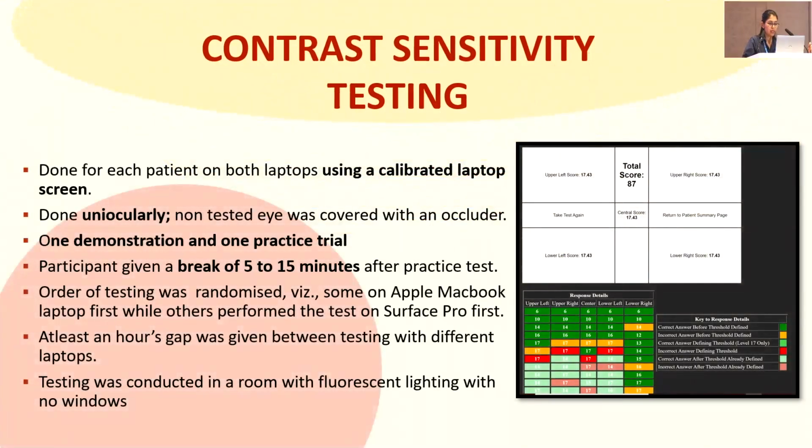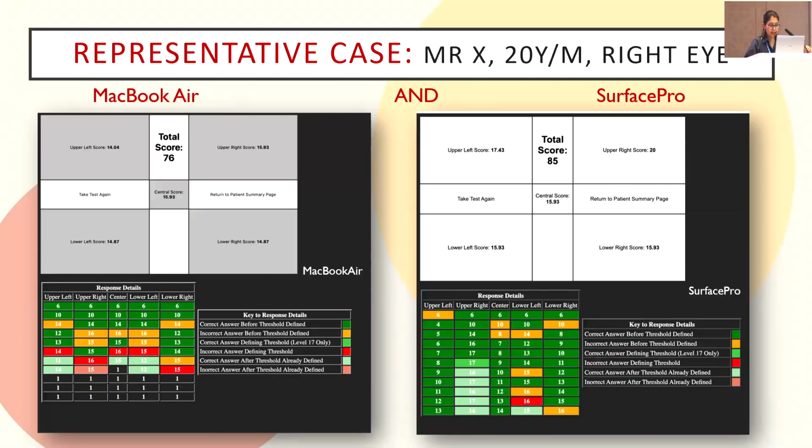The testing was done for each patient on both the laptops using a calibrated laptop screen. It was done uniocularly. 1 demonstration and a practice trial was done. The participant was given a break of 5 to 15 minutes after the practice test. Order of testing was randomized. At least an hour's gap was given between the testing with different laptops. Testing was conducted in a room with fluorescent lighting with no windows.